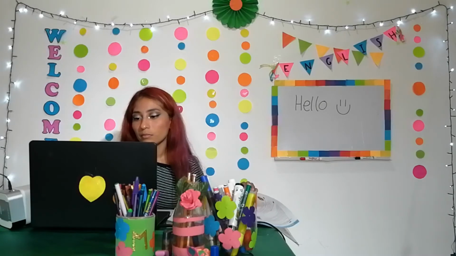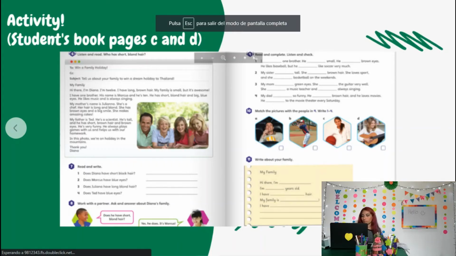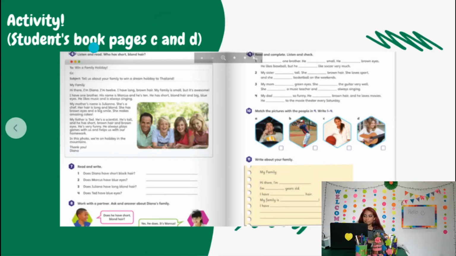Welcome unit. Welcome to class. Student's book. Activity 6. Listen and read. Who has short blonde hair? Win a family holiday. Tell us about your family to win a dream holiday to Thailand.